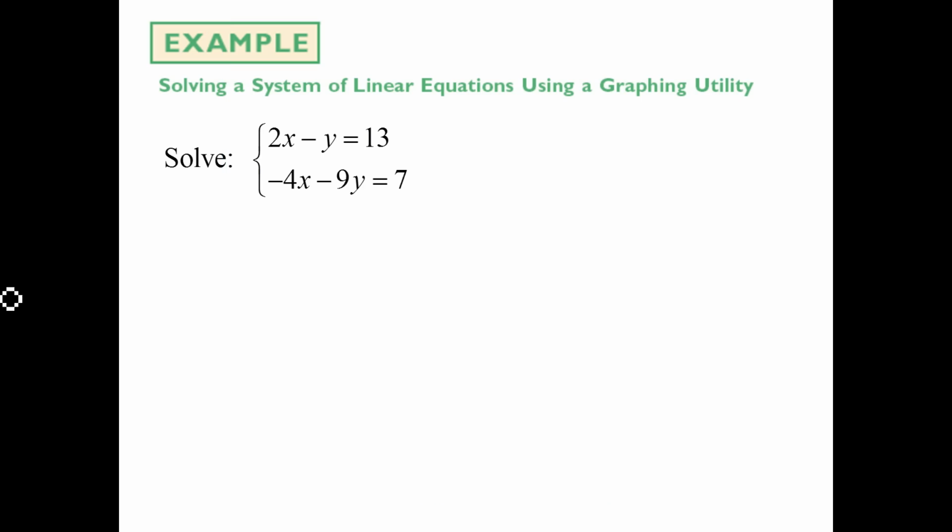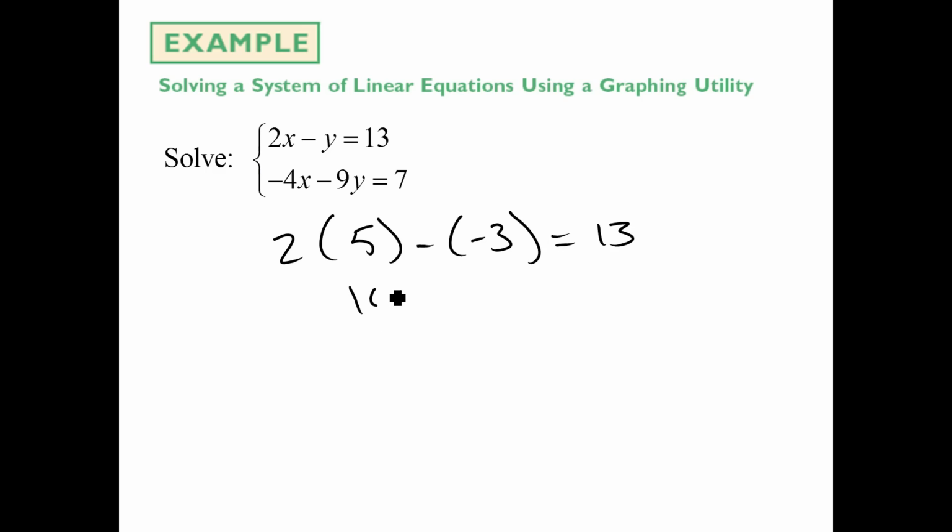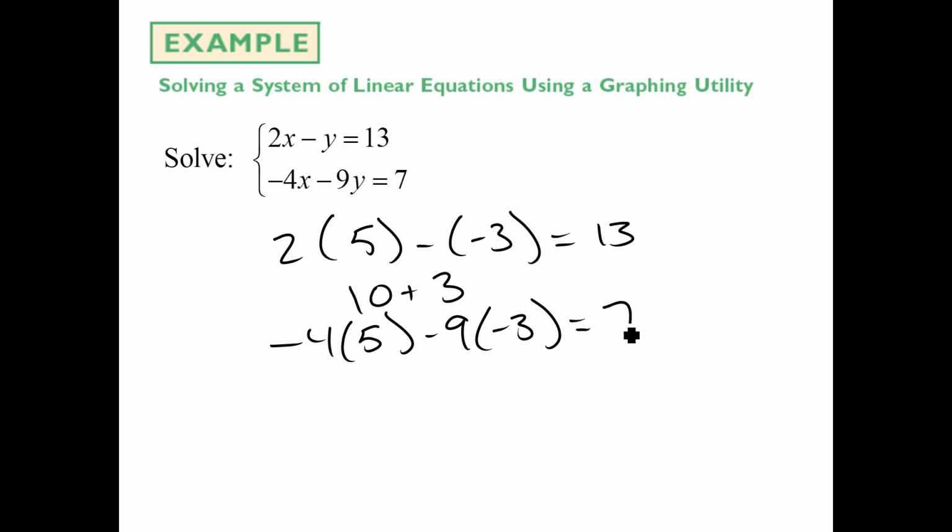If we checked this, is 2 times 5 minus negative 3 equal to 13? 10 plus 3? Absolutely. Is negative 4 times 5 minus 9 times negative 3 equal to 7? Well, is negative 20 plus 27 equal to 7? Absolutely also.